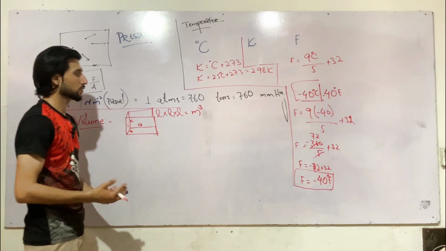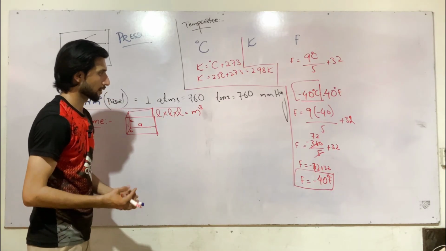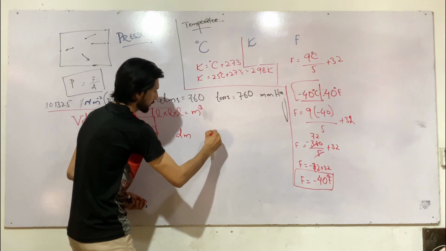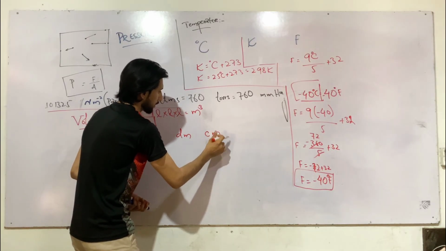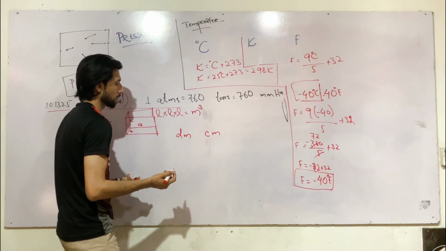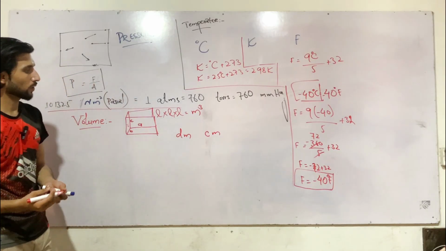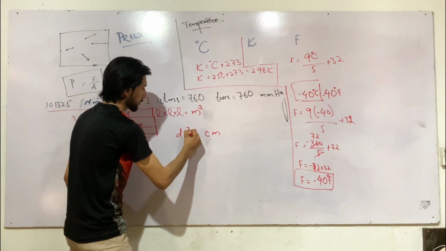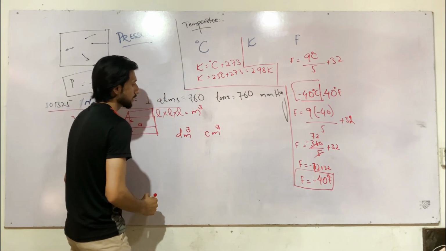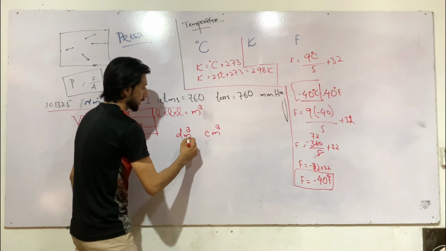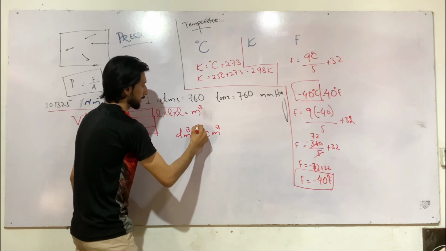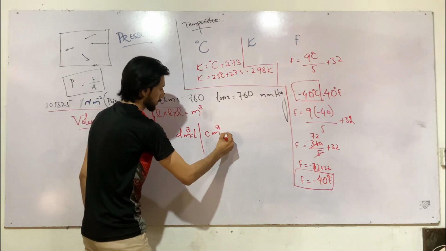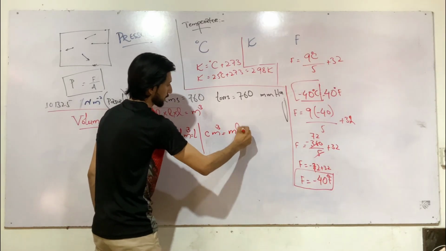There are other units of length too, that is decimeter, that is centimeter. So if I were to take the unit of volume in decimeters and centimeters, it would become decimeter cube and centimeter cube. Decimeter cube I also call liter. It is 1 decimeter cube equals 1 liter, and 1 centimeter cube equals 1 milliliter.